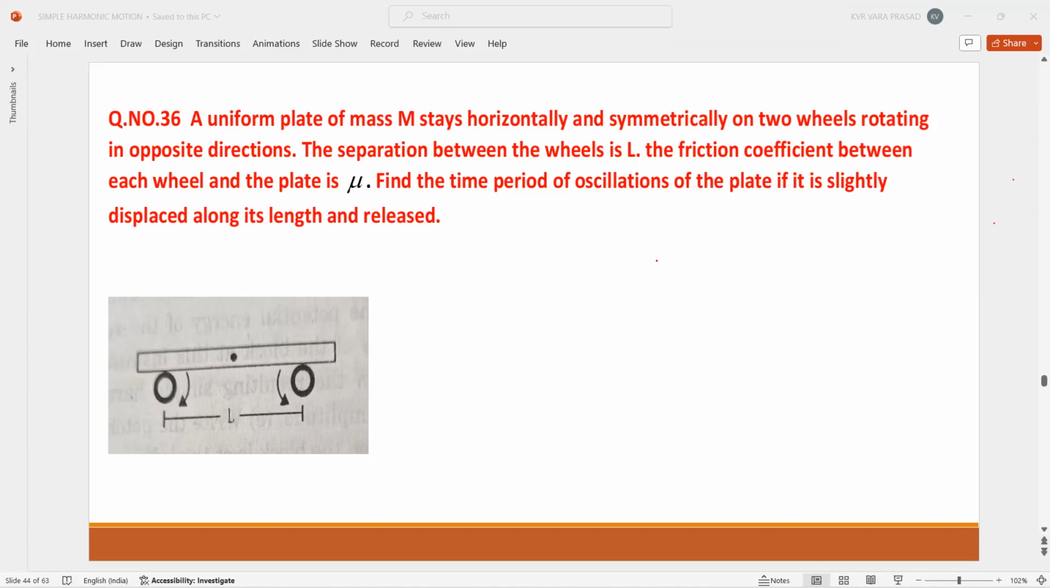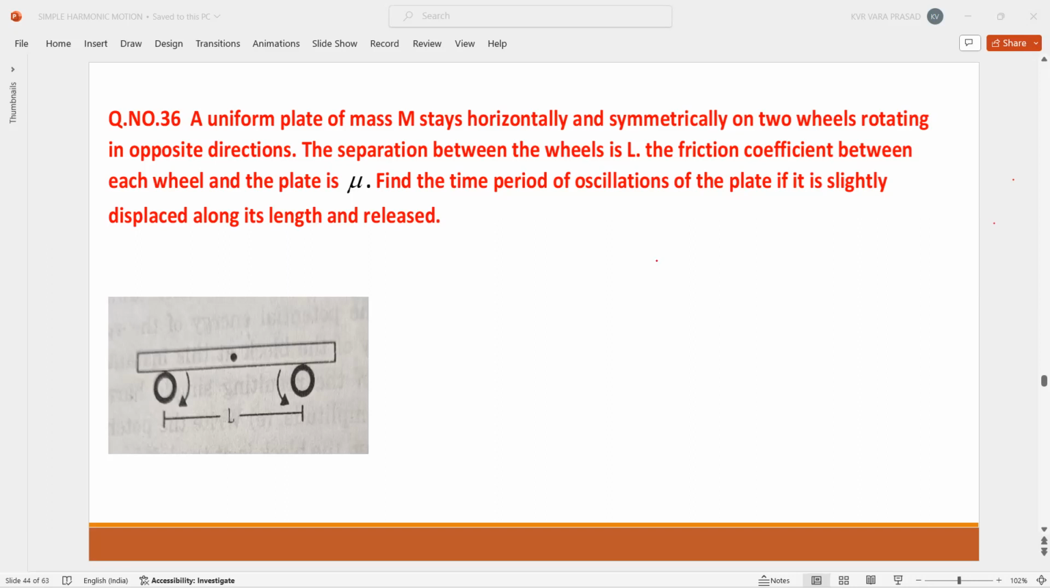A uniform plate of mass m stays horizontally and symmetrically on two wheels rotating in opposite directions. The separation between the wheels is L. The friction coefficient between each wheel and the plate is mu. Find the time period of oscillations of the plate if it is slightly displaced along its length and released. This is the question given.